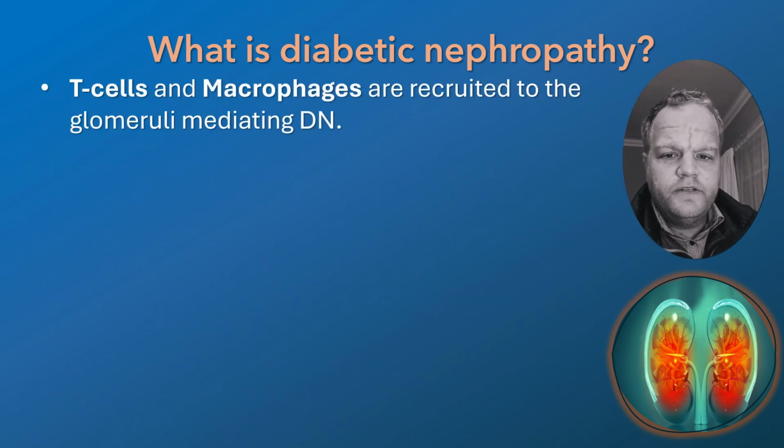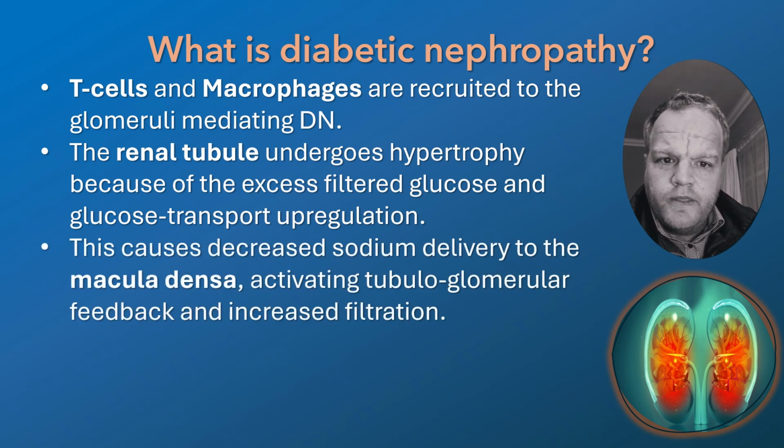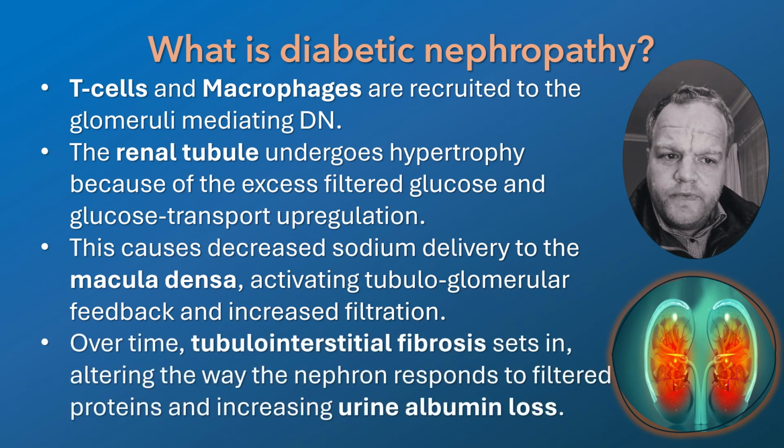T cells and macrophages are recruited to the glomeruli, which also mediates diabetic nephropathy. The renal tubule undergoes hypertrophy because of the glucose hyperfiltration and the upregulation of glucose transport. This causes decreased sodium delivery to the macula densa, activating tubuloglomerular feedback and increased filtration. Over time, tubulointerstitial fibrosis sets in, altering the way the nephron responds to the filtered proteins and increasing urine albumin loss.